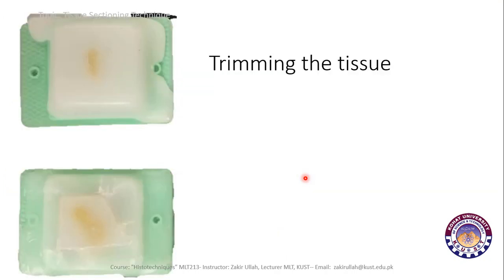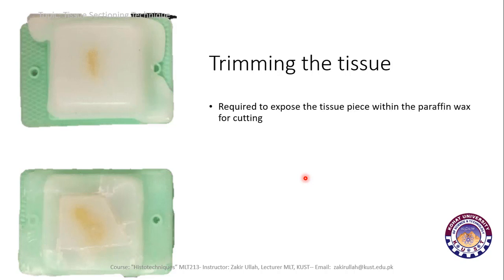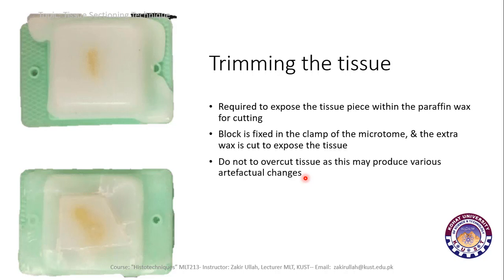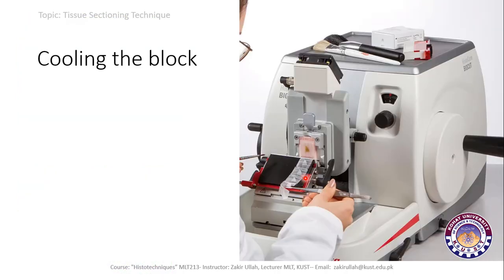The trimming of the tissue. This is required to expose the tissue piece within the paraffin wax for cutting. For this purpose, the block is fixed in the clamp of the microtome and the extra wax is removed, cut to expose the tissue. It should be noted that the tissue should not be overcut because this may produce artifactual changes.